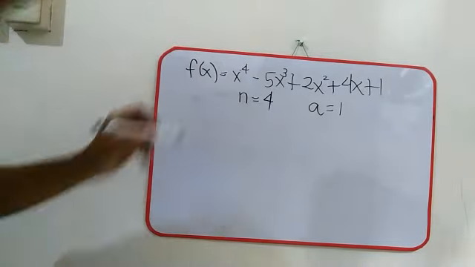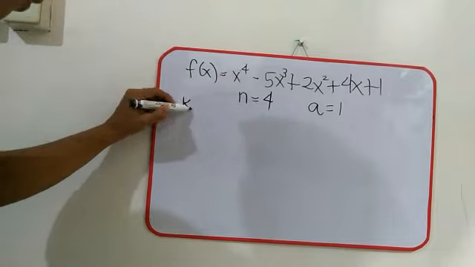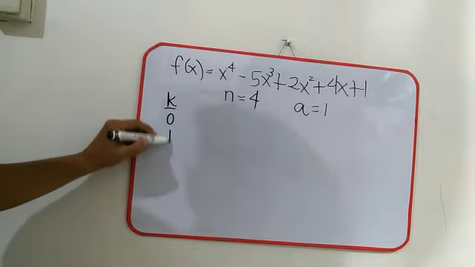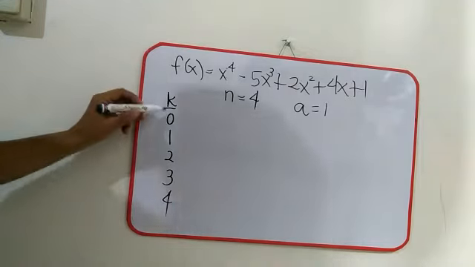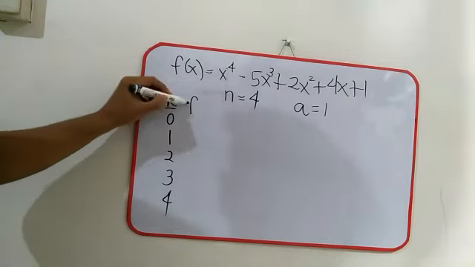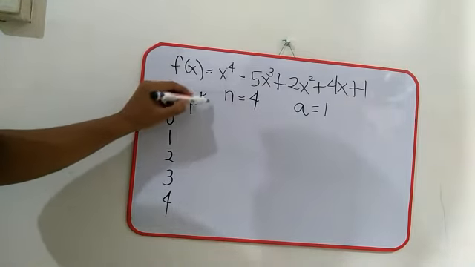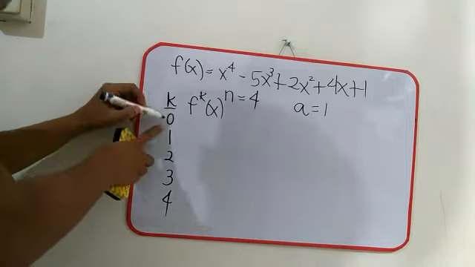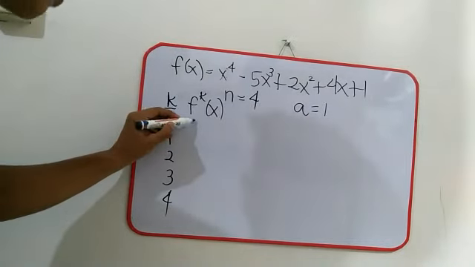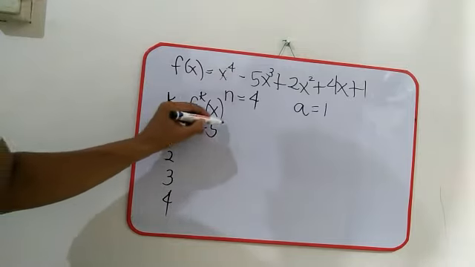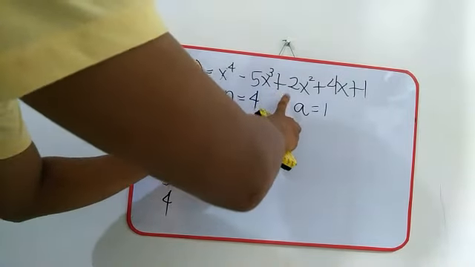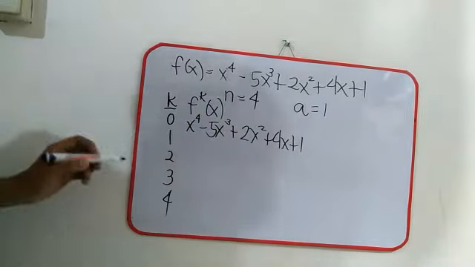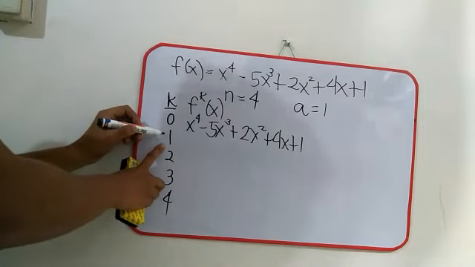Okay, so we can now create 5 columns by using the formula. The first column will be k. k will start from 0 up to the degree of 4, so from 0 to 4. Then the next column will be f raised to k of x, where we need to find the derivative of this polynomial function. For k equal to 0, we just copy the polynomial function: x to the fourth minus 5x cubed plus 2x squared plus 4x plus 1. Then if k is equal to 1, we need to find the first derivative.